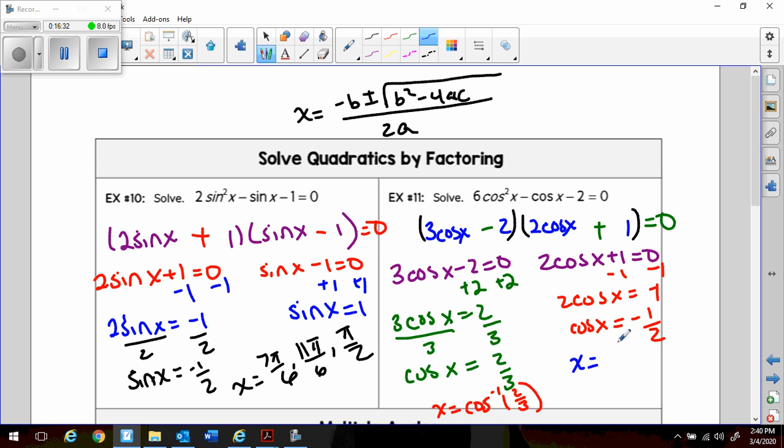So cosine is negative in quadrant 2 and 3. So this will be 2 pi over 3 and 4 pi over 3. Okay. Alrighty, and then you guys can tell me this one. This one might have some too. Put that into your calculator.